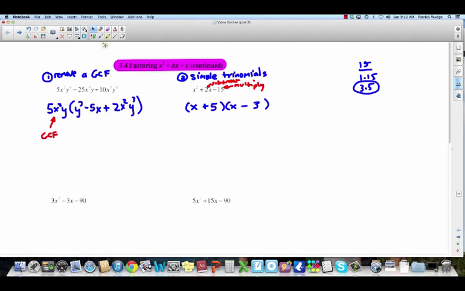Now, sometimes, like in today's work, you're going to be able to do both of those. And the key point is, when factoring, you want to always try to remove the greatest common factor first. You might not be able to. This is why I put try. You might try to take the greatest common factor out, but you can't do it.